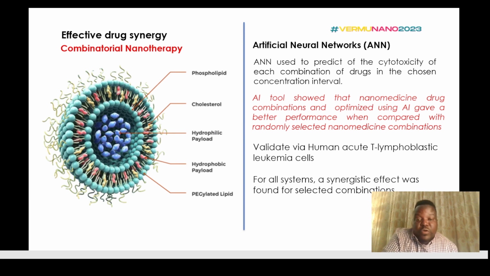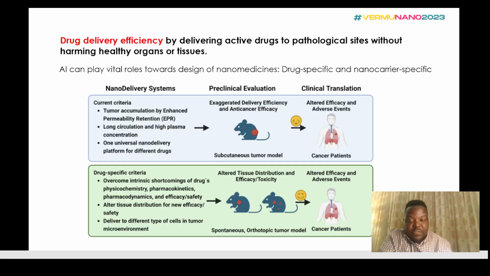And this study has actually been shown to be successful, validated using a human acute lymphoblastic leukemia cancer cell line. Different concentrations and different combinations, based also on the interval, can be successful and effective using this kind of combination with the help of artificial intelligence. Again, we see the drug being delivered by active drugs to the pathogenic site without harming the healthy organs and tissue.